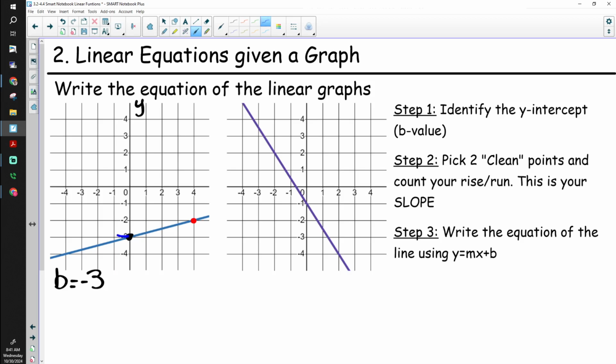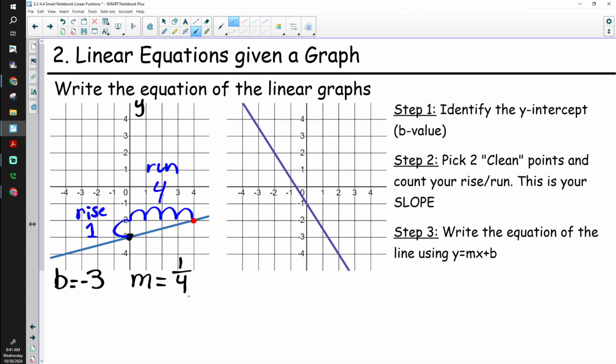We would go up 1, that's our rise, and we would have to go to the right 4. That's the run. It's a bad U, but you get it. Rise, run. That means my slope, my M value, is rise over run. So what would my slope be? 1 over 4.